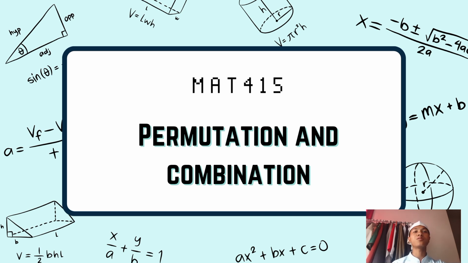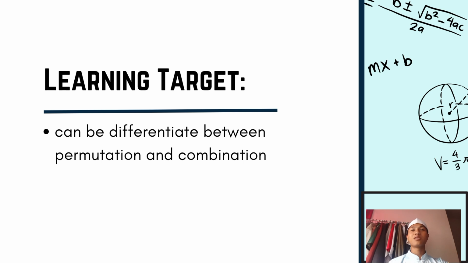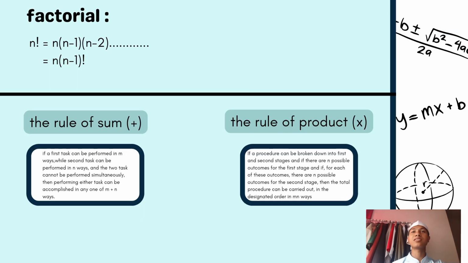Today I would like to present to you Chapter 1, this is Permutation and Combination. So without wasting time, here we go. The first one is our learning target. Our learning target can be to differentiate between permutation and combination. Next, we go to the next slide.